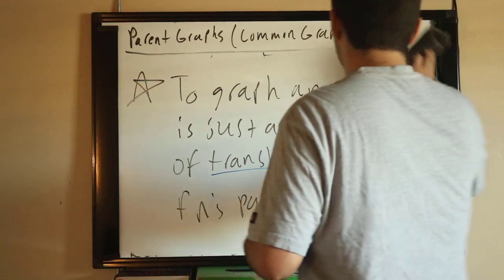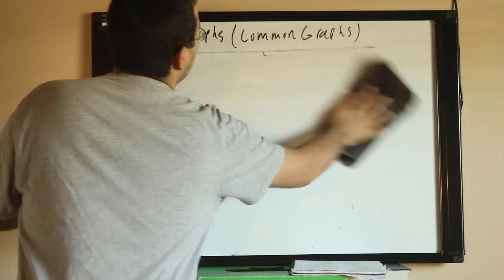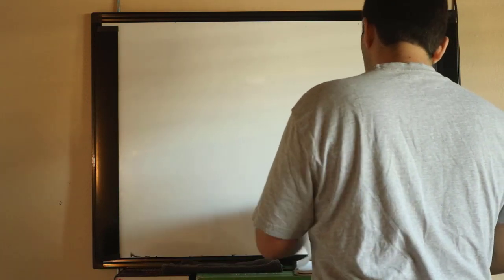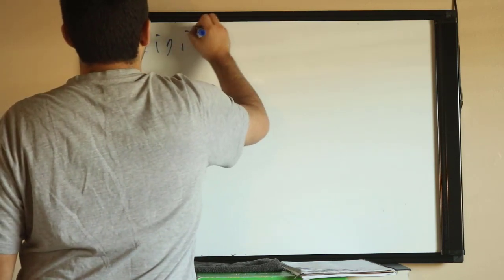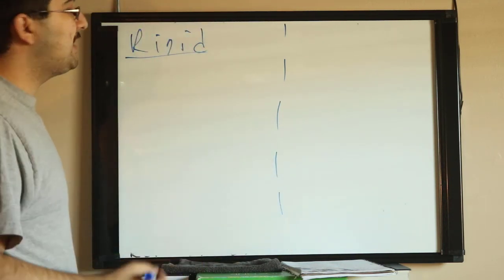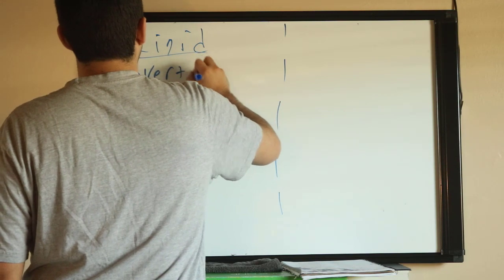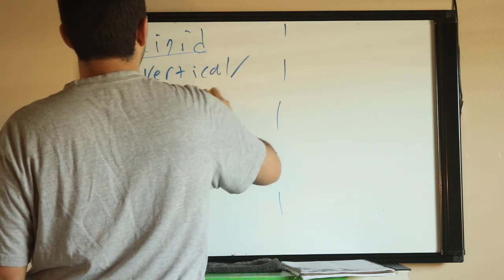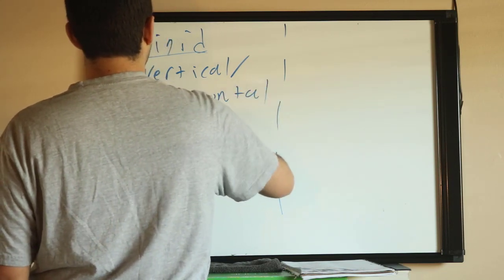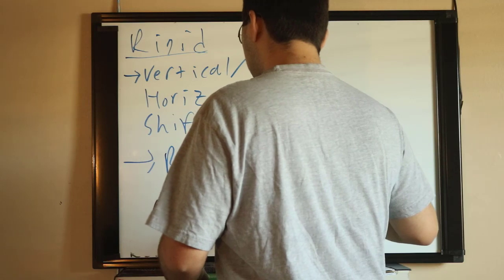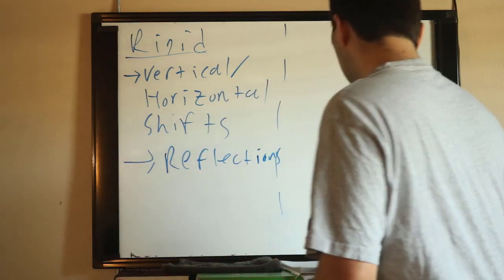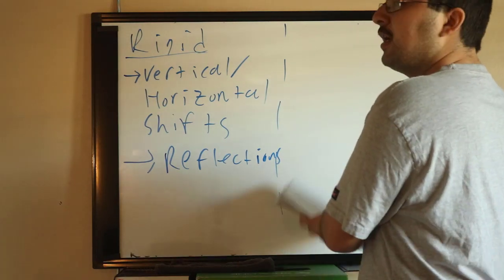Okay, so let's get into translations. When I introduced translations at the very beginning, I talked about how there are two big bodies, rigid and non-rigid. Alright? So let's dissect those a little more. Rigid breaks into the following cases: vertical/horizontal shifts and reflections.